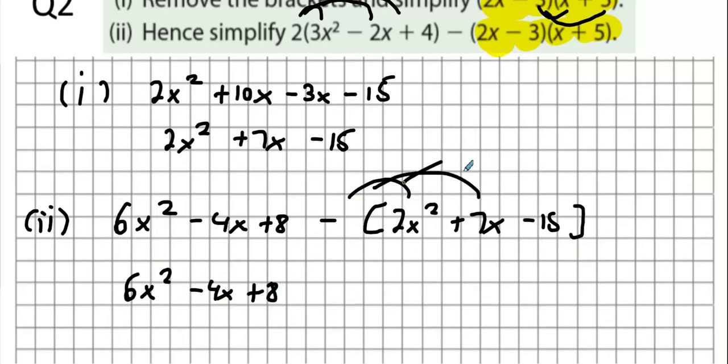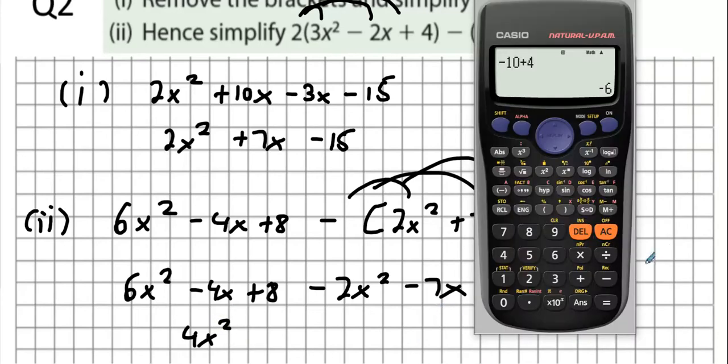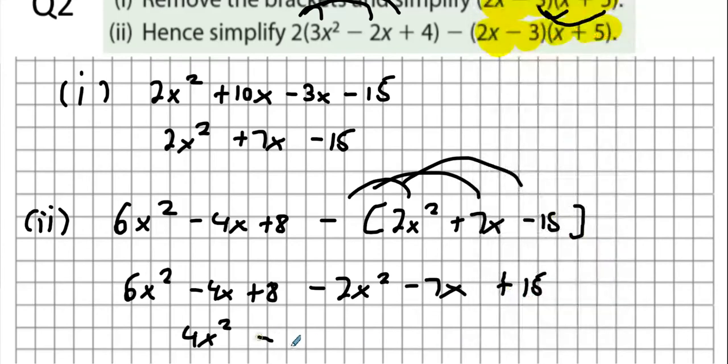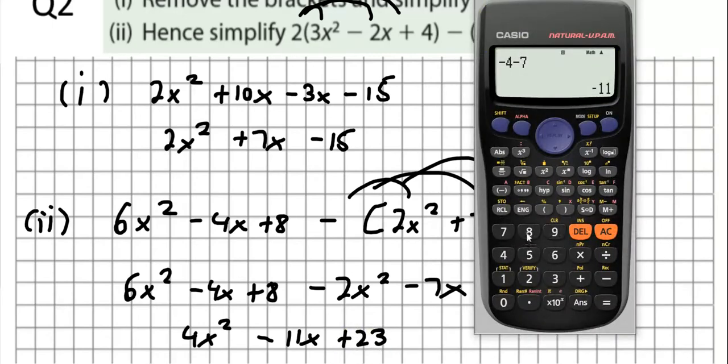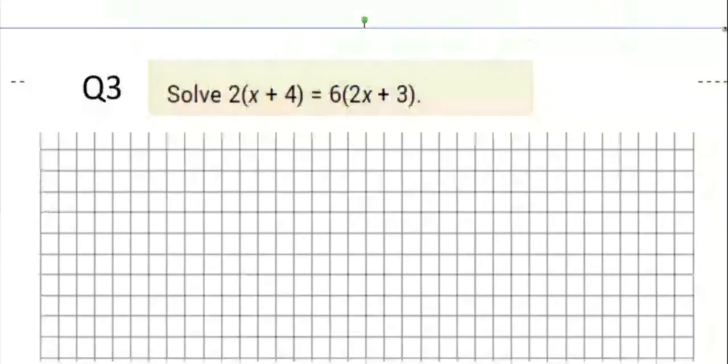Then multiply in the minus. So you're going to get minus 2x squared minus 7x plus 15. Then you're going to get 6x squared, take away 2x squared is 4x squared, minus 4x minus 7, so minus 4 minus 7 in the calculator. Equals minus 11x, and then 8 plus 15 is going to be 23. You check out 8 plus 15 in the calculator, and that's your answer. Okay. Next question, question 3.